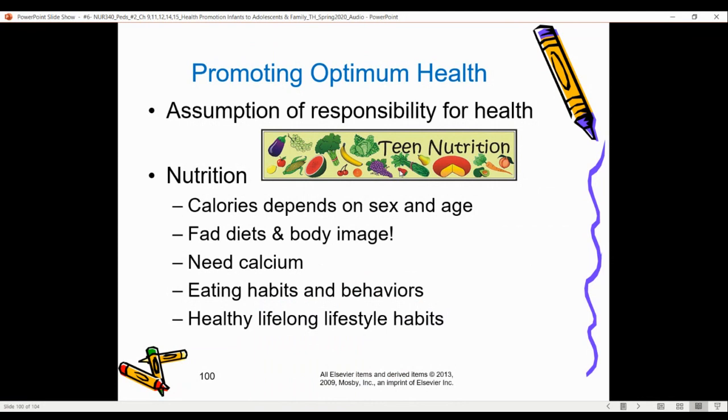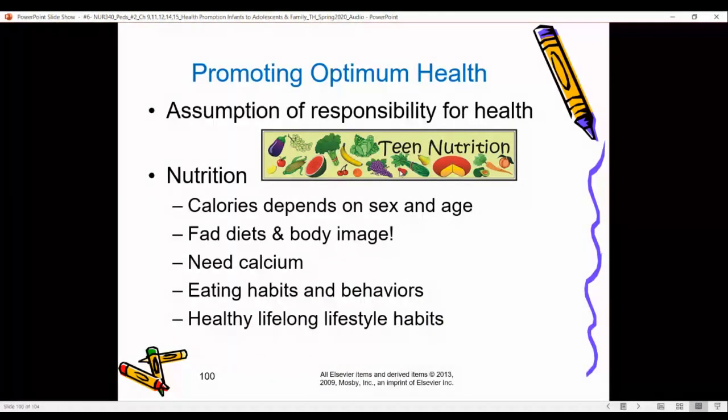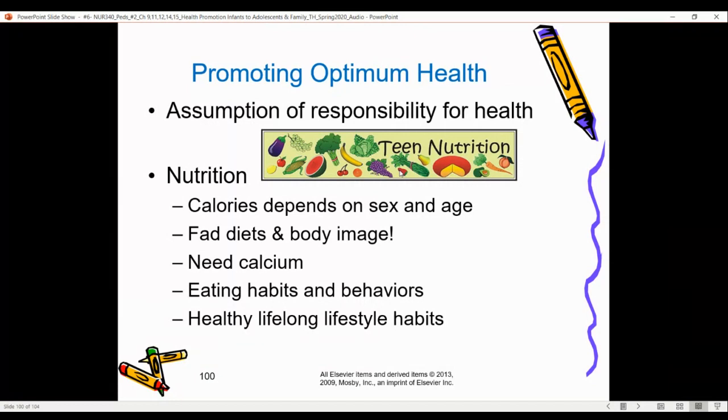They do need more calcium during puberty because they're growing. Calcium, vitamin D, those kind of things. And this is the age that we really have to encourage those lifelong eating behaviors, because if they are obese and not eating healthy at this age, it continues into adulthood.